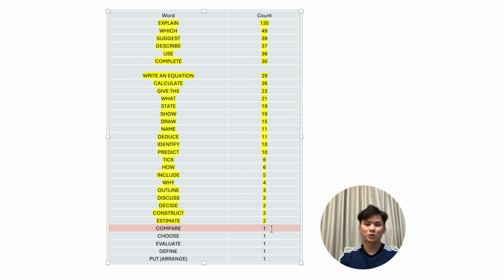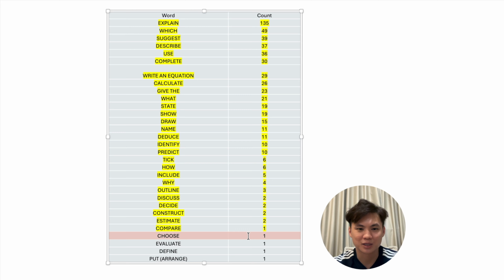Compare. So compare is like finding the similarities and differences, right? Like mentioned earlier, so A and B. If you're talking about similarities, it's always A has something, B also has something. If you're talking about differences, it's A has something, B does not have, or A has something, B has something else. So be daring, especially when you write the differences. Choose one occurrence, so it's the same as identify, like name, or put a tick.